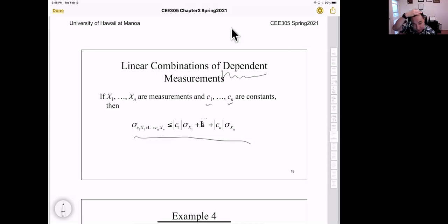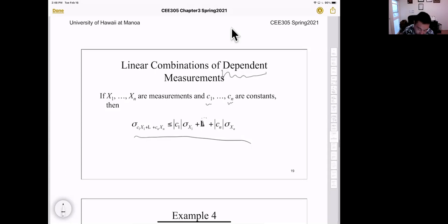This is also dot, dot, dot. If the measurements are independent, then this equation holds true.